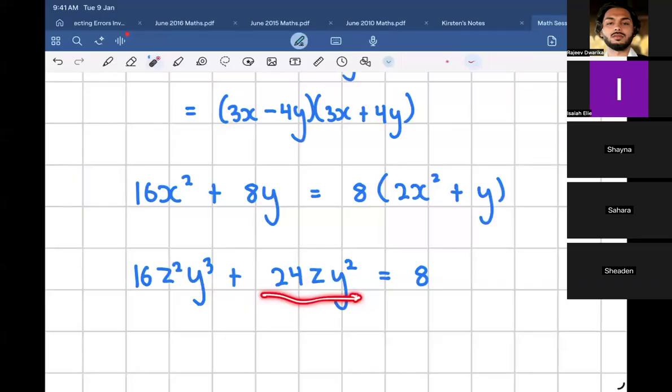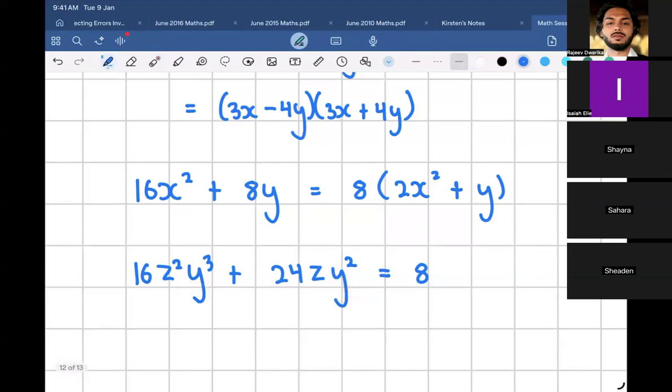No, sir. Because this has z, I can't pull out z squared from both of them, so that's not common. Could I pull out z from both of them? Yes, sir. Great. Could I pull out y cubed from this one? No, sir. But I could pull out y squared from both of them. So I'm going to write 8z y squared.